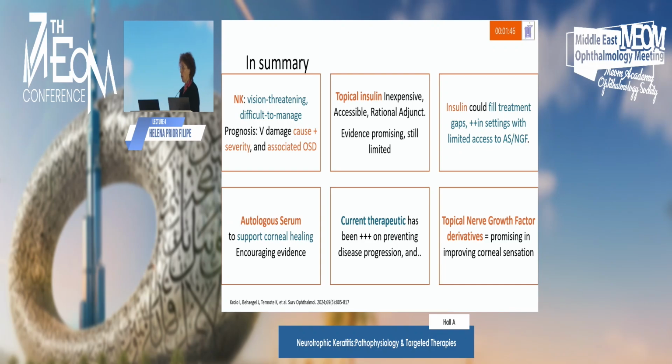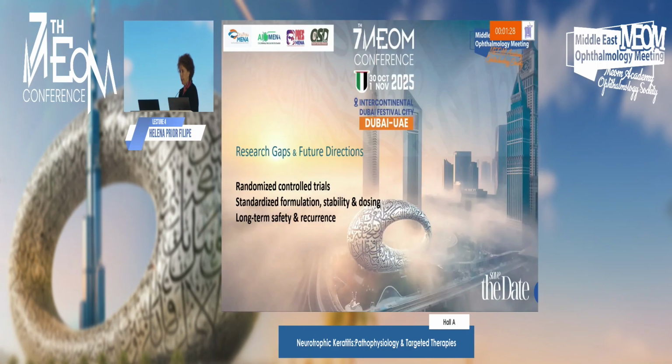And also a word underlining the importance of developing current therapy that goes beyond preventing disease progression, but also improves corneal sensation, for instance, the topical nerve growth factor derivatives, as we have shown earlier. So we need randomized controlled trials. We need some standardization in terms of formulation, stability, and dosing of the agents, especially the last agents that I described and shared with you, and long-term safety and the recurrence rates related with this kind of approach. Thank you so much, and I will end here.